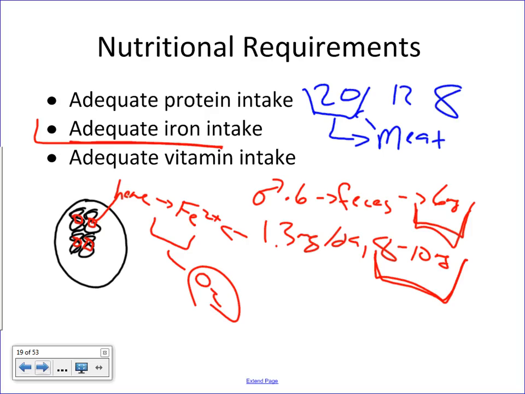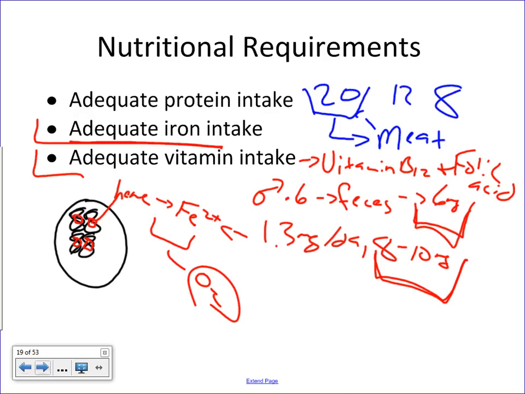Okay, so in order to make proper hemoglobin, you need the iron, and then you need adequate vitamin intake as well. The vitamins you especially need are vitamin B12 and folic acid. Both of these are utilized by cells that divide at very rapid rates. Folic acid and B12 are not only important for this process, but for many other rapidly dividing cells. They're also important for the production of DNA.